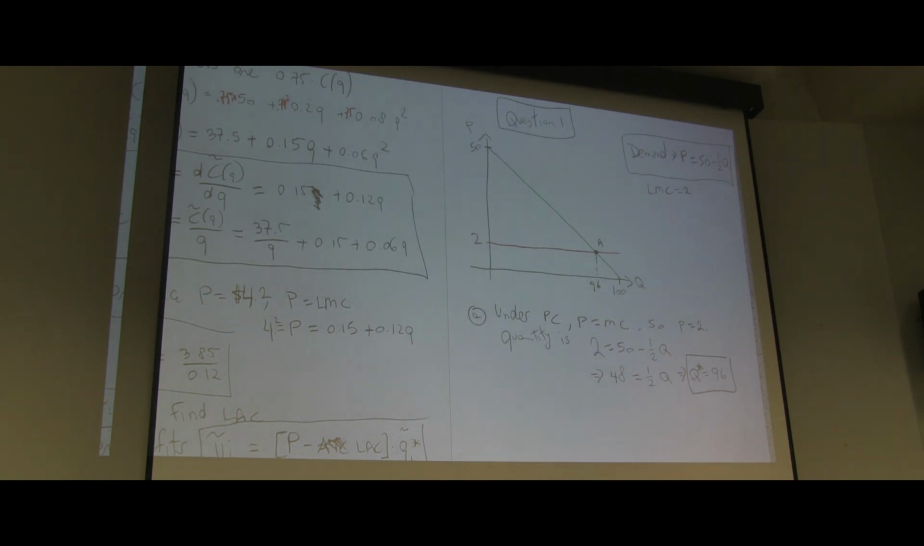Then the second part is draw the demand, marginal cost, the competitive price, and quantity sold under perfect competition. Oh, I kind of did that already. Maybe I didn't do it.